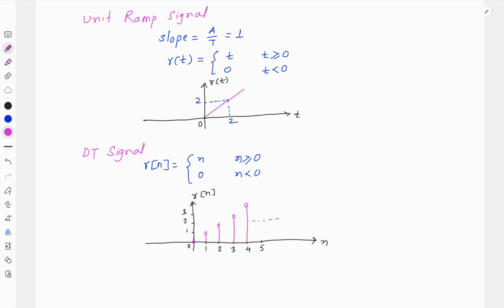The main important point you need to remember here is that the magnitude of the unit ramp signal is dependent on the time coordinate t. So if t equal to 3, the magnitude will also be equal to 3.